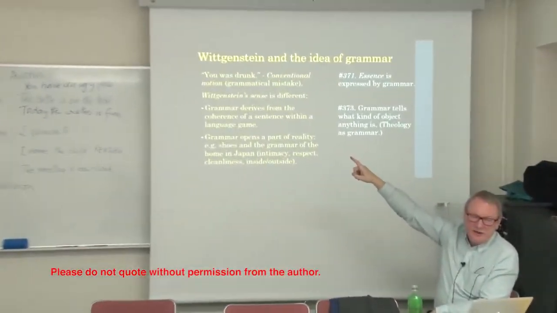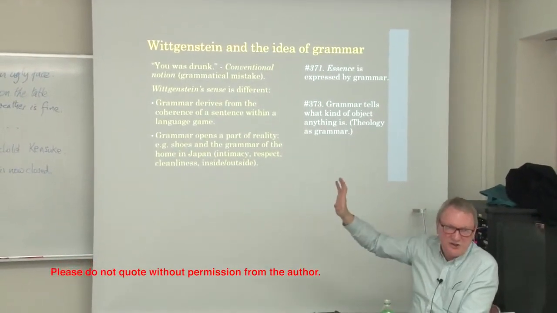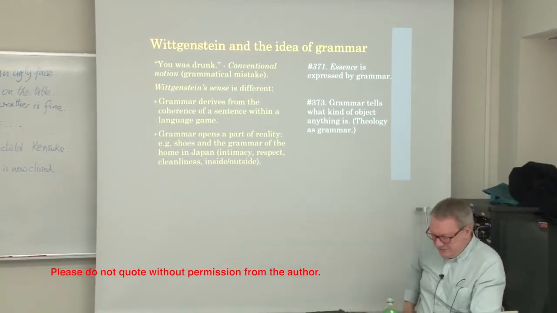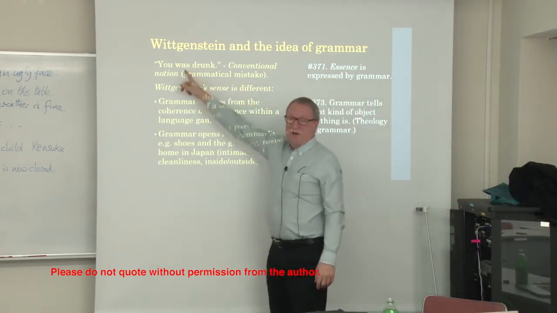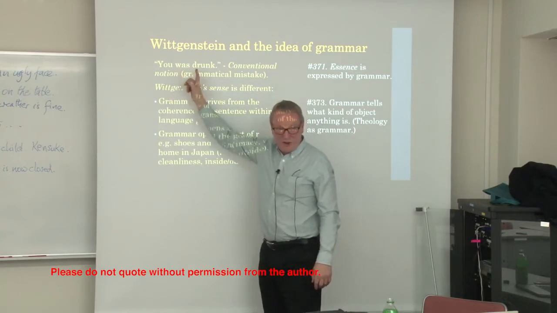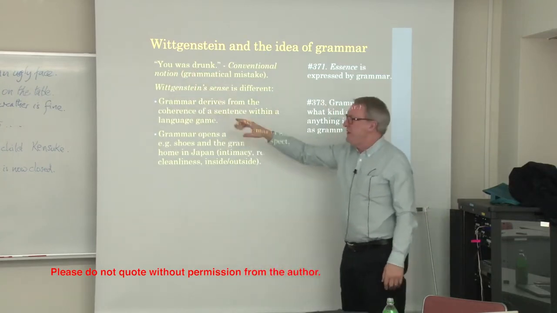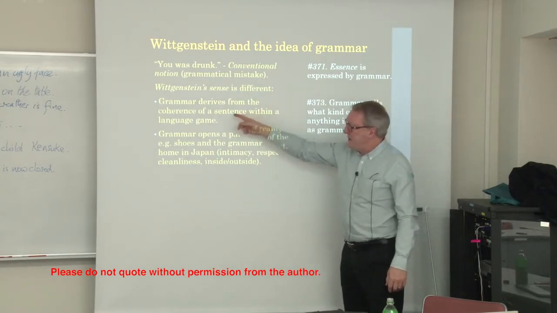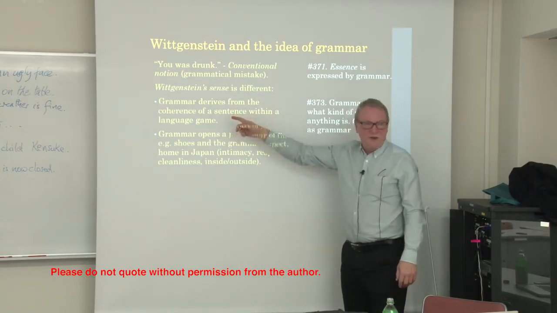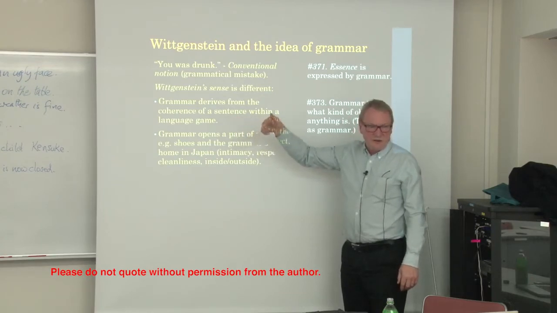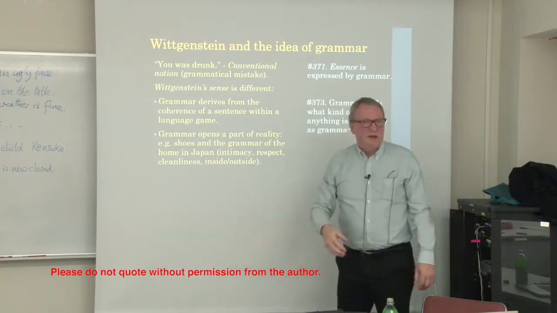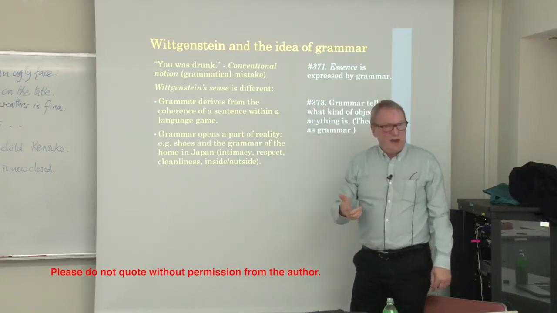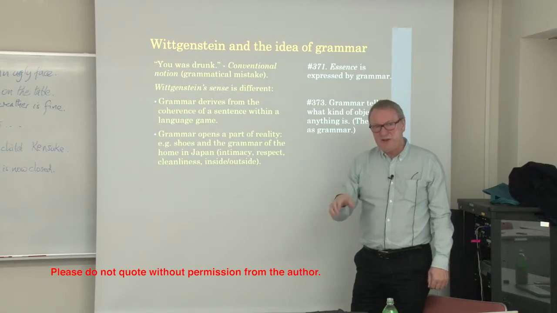first example is just to show you what Wittgenstein is not writing about. So this is the conventional notion of grammar, and this is a grammatical mistake. It should be "you were drunk," right? That's not what he means by grammar. What he means is that for us to know what a pencil is, or to know what philosophy is, or to know how to play chess, it depends upon participation in a practice. Not just an isolated atom of knowledge, but participation in a practice.